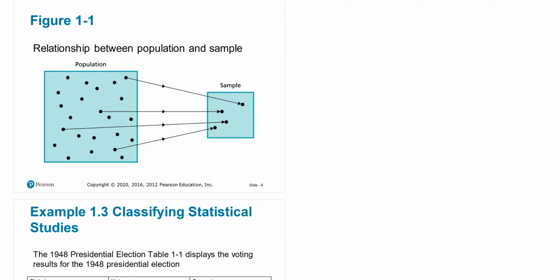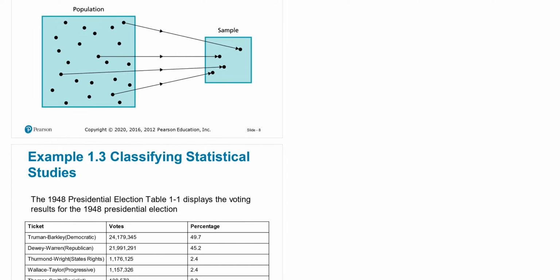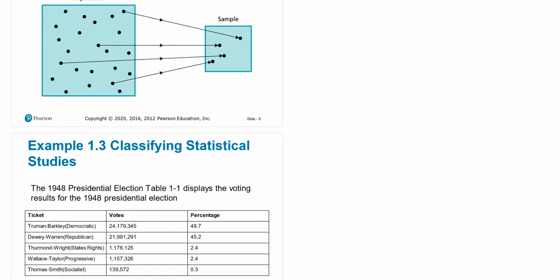So let's look at this example and see: is this descriptive statistics, or does it fall under inferential statistics? Here we have the presidential elections back in 1948. They collected the data and summarized it in this table. In the second column, you will see the number of voters and what percentage it represents. The first one, Democrats, represent 49.7% of all the people who voted, and then the Republicans 45.2%, and so on. So I see that they collected the data and organized it in a table like this, so it's easy for us to see, even if we are non-mathematicians.